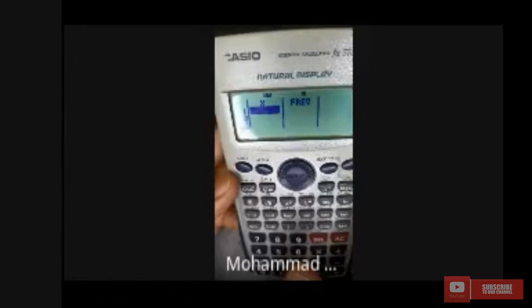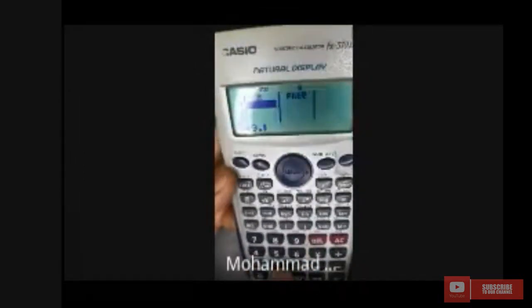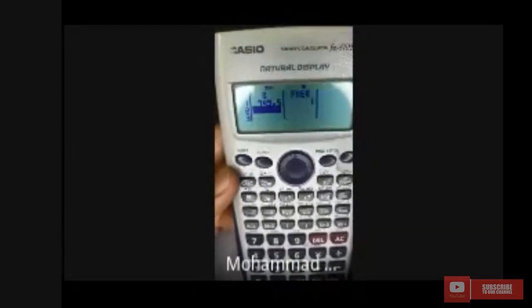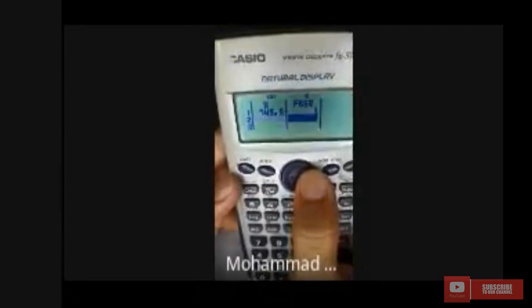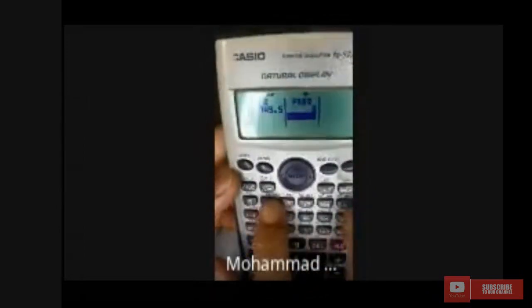the X value, first X value is 749.5. You just key in that one. You letak dalam tu. Right? And then frequency for 749.5 is 8. So you tekan 8 lah. So dia akan keluar kat situ. Right? So then you keep going on.